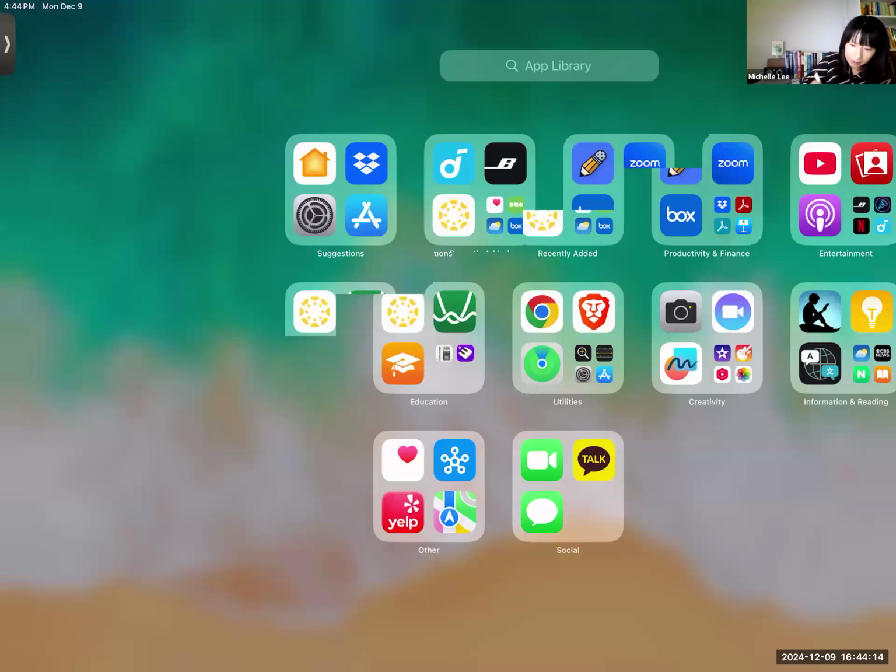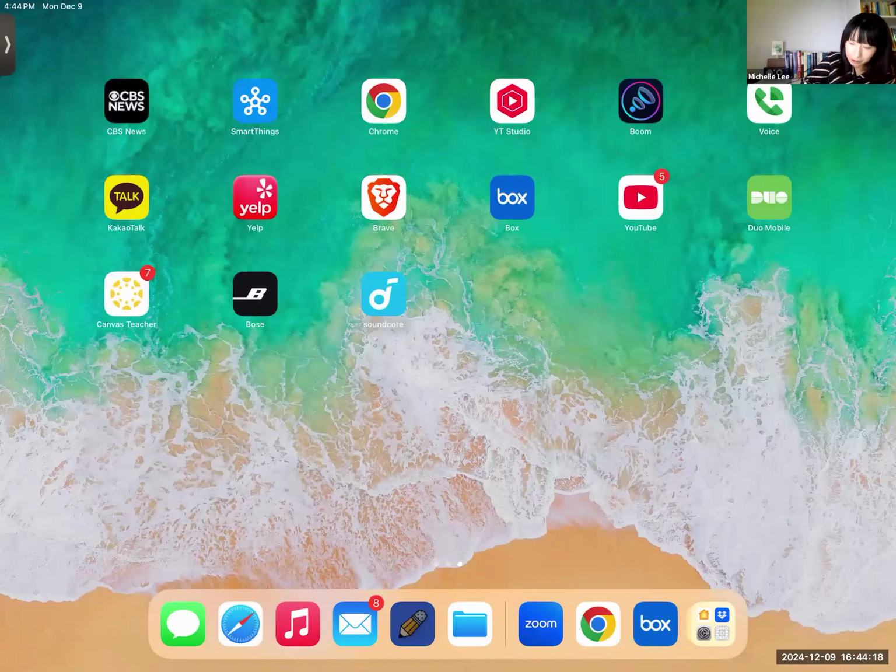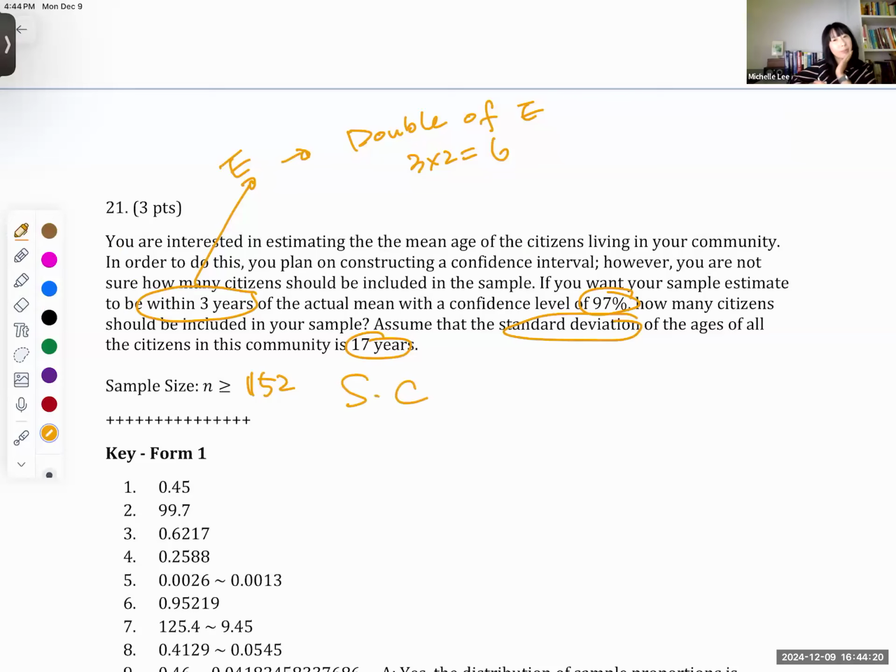All right, sample size is 152 by StatCrunch. All right. And just so we do remember double of the margin of error in Z stats. Okay. All right. Let me finish this one.